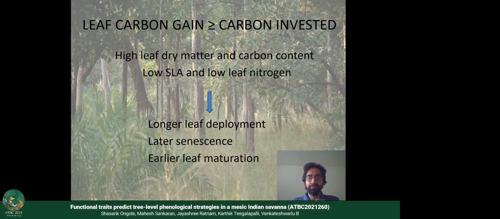Leaves, being the primary organs for carbon capture, operate under a strict constraint that the leaf carbon gain over its lifetime is greater than or equal to the carbon invested. Therefore, functional traits related to resource acquisition are likely to help us predict the phenological strategy. For example, in water-stressed environments, species with high leaf dry matter and carbon content, which are reflective of higher structural investment, can withstand lower leaf water potentials. Similarly, higher wood density reduces the risk of hydraulic failure. Both these properties would enable species to delay leaf senescence and retain leaves longer, thus enabling them to recoup the leaf carbon invested.